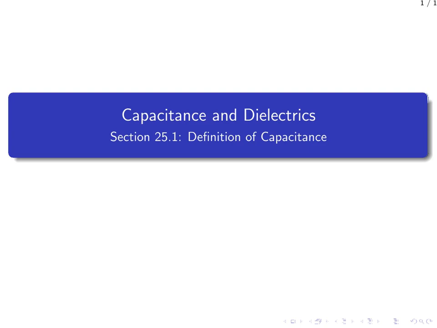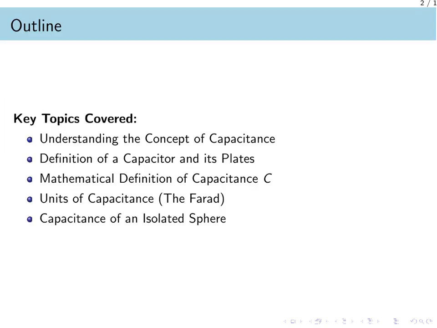Capacitance and dielectrics. In this session, we will explore the fundamental concept of capacitance, beginning with an understanding of what a capacitor is and how it functions as a circuit element. We will define the two conductors that make up a capacitor, often referred to as its plates, and establish the mathematical definition of capacitance, denoted by the symbol C.